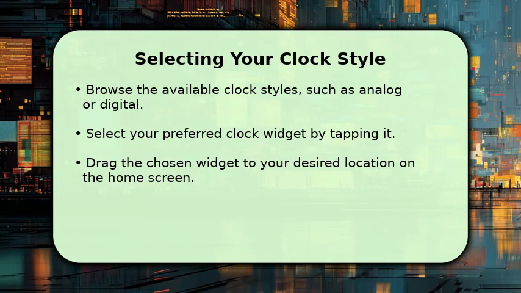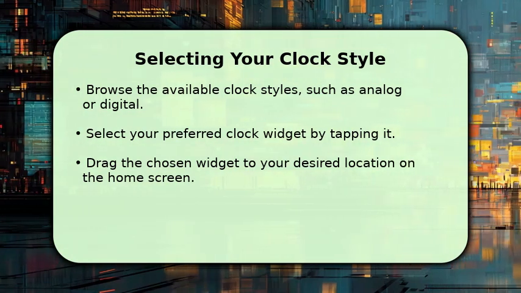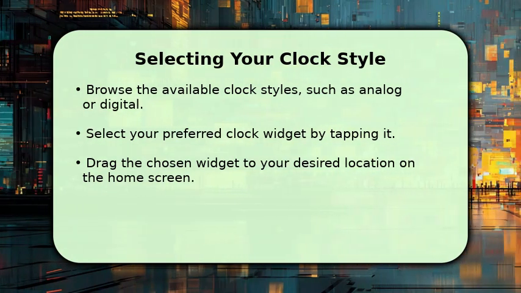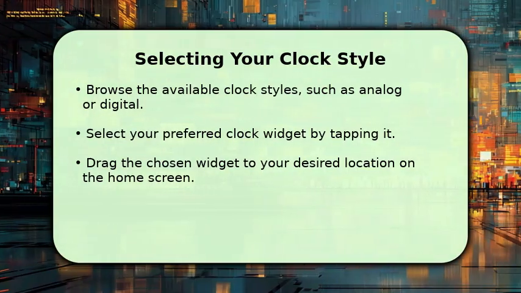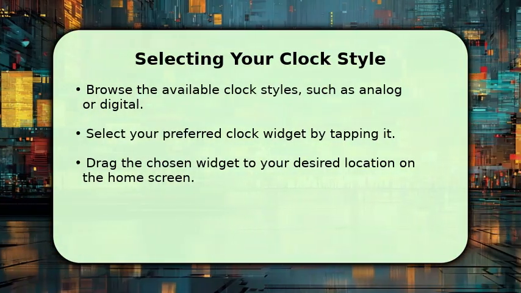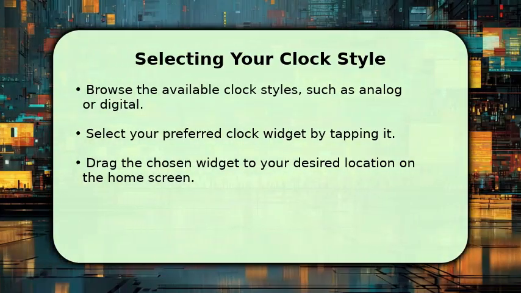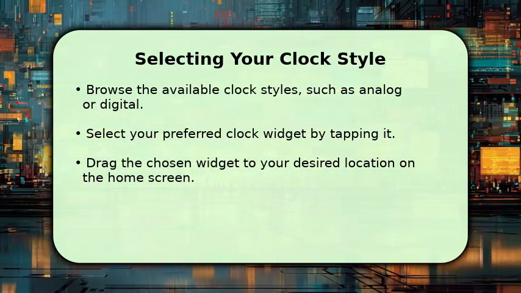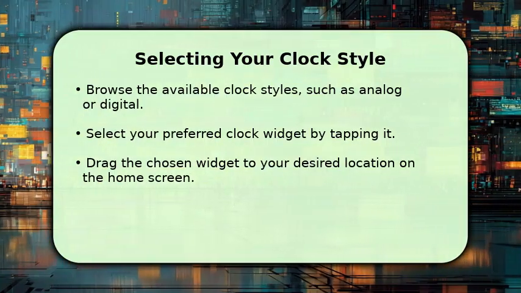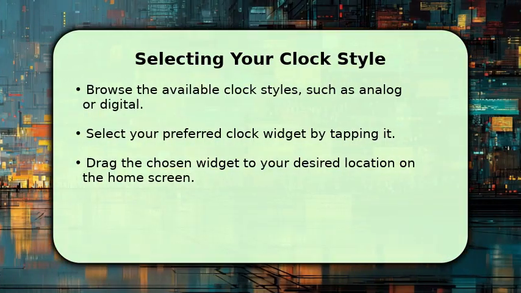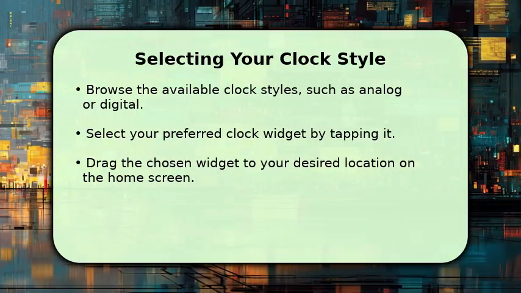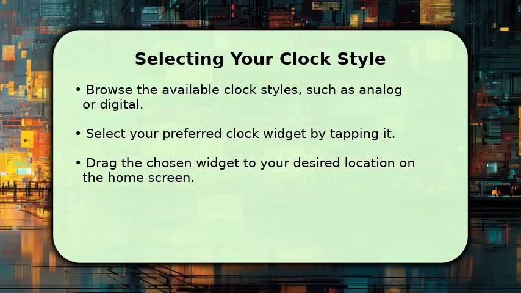Once you're in the clock widget section, you'll see various styles, such as elegant analog faces or clear digital displays, often in different sizes like a 1x1 or a 2x2 grid. Tap on your preferred clock widget to select it. Then, simply drag and drop it onto your desired spot on the home screen. You can place it anywhere there's enough space.